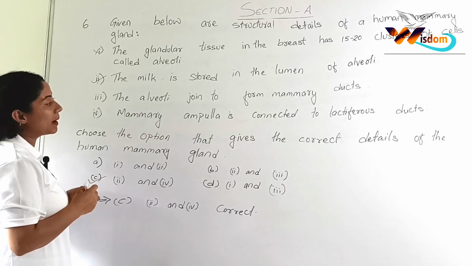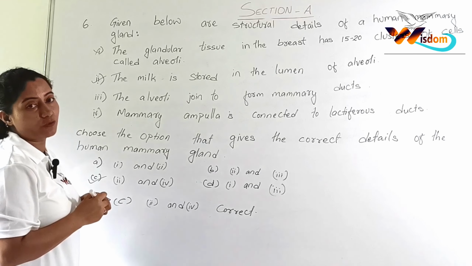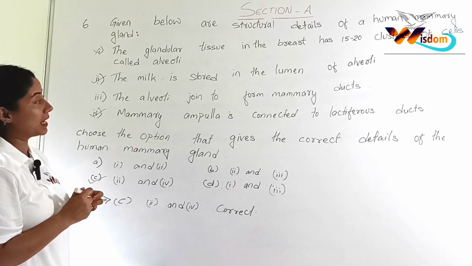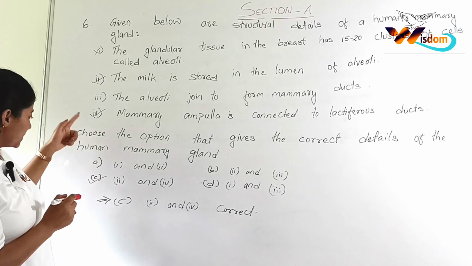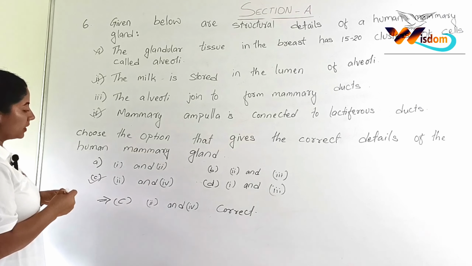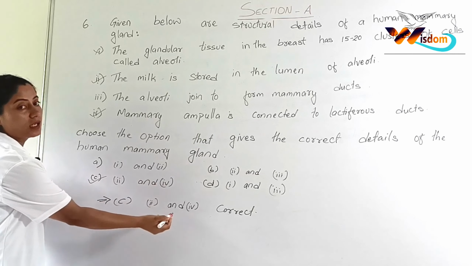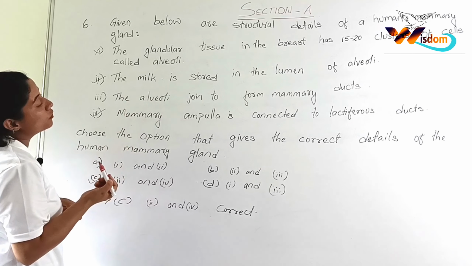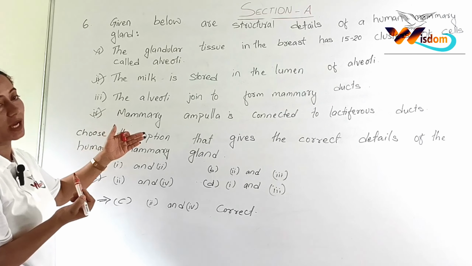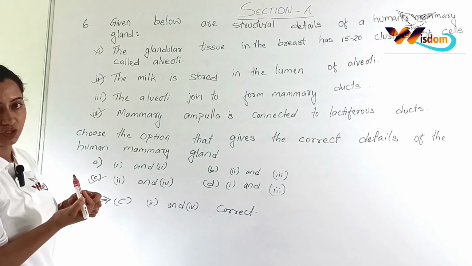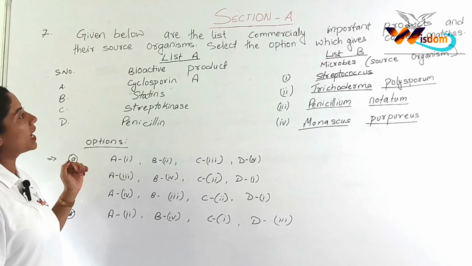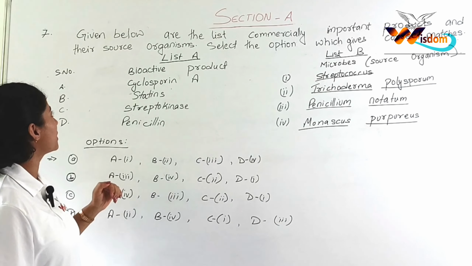And the last one, the mammary ampulla is connected to the lactiferous duct. So this is also a correct option for our human mammary gland. So we have option C, where option 2 and option 4 are correct. In our human mammary gland, the milk is stored in the lumen of alveoli and the mammary ampulla is connected to the lactiferous duct.